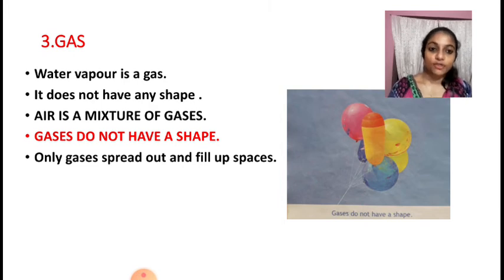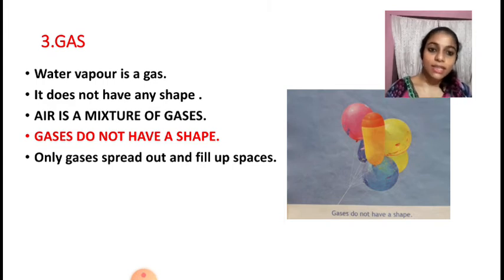Air is a mixture of gases. That's a very important thing. See, the air around us is a mixture of gases. It does not contain one particular gas only, but it has a number of gases. So we can say that air is a mixture of gases, which means a combination of many gases. That is called a mixture of gases. Next one is gases do not have a shape. That is the basic thing that we have to study about gases.